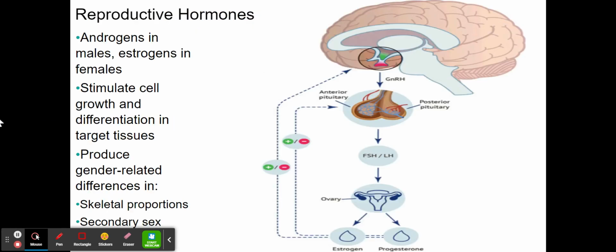The presence or absence of reproductive hormones, so androgens in males and estrogens in females, affects the activity of osteoblasts in key locations and the growth of specific cell populations. Androgens and estrogens stimulate cell growth and differentiation in their target tissues, but their targets differ. The differential growth induced by each accounts for gender related differences in skeletal proportions and secondary sex characteristics.